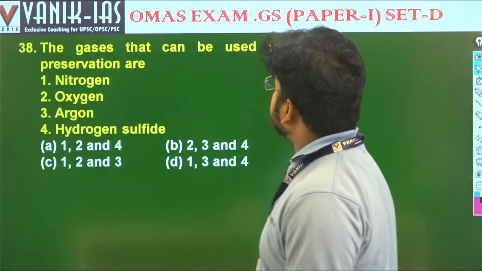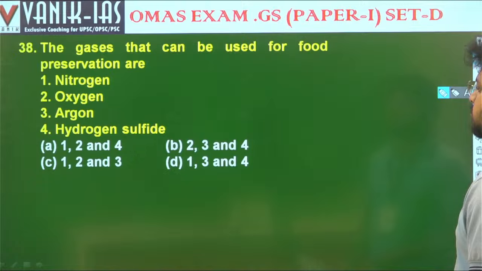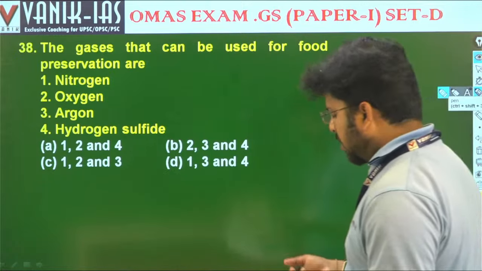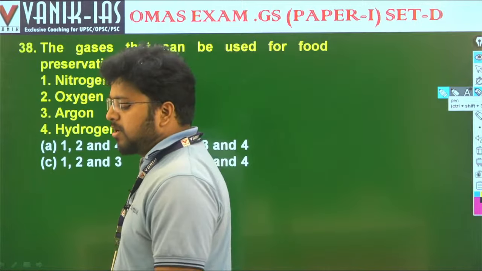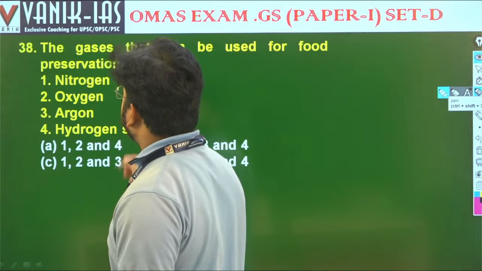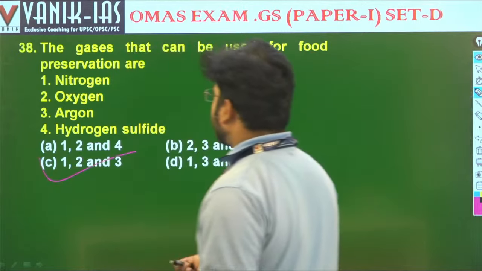Okay, next question. The gases that can be used for food preservation: nitrogen, oxygen and argon, right? Here actually hydrogen sulfide can also be applied in food processing, but we have only 3 options. So most importantly, we can see 1, 2, 3 are right.